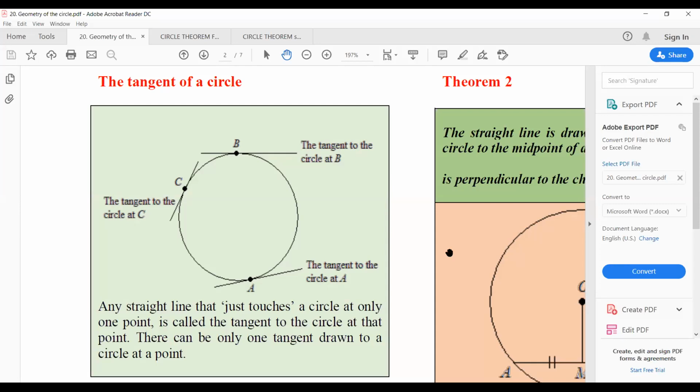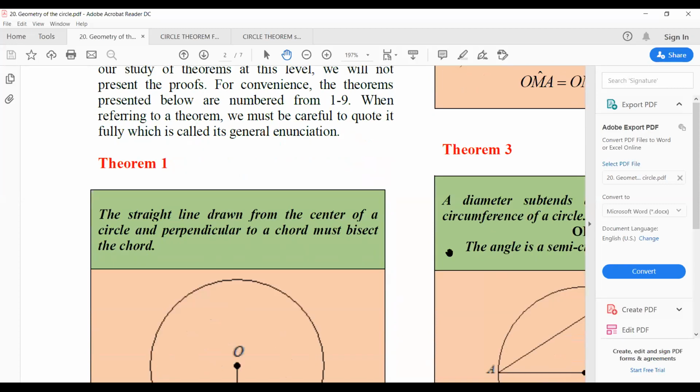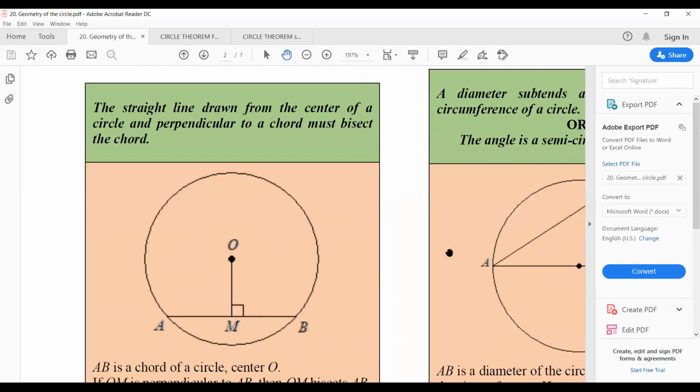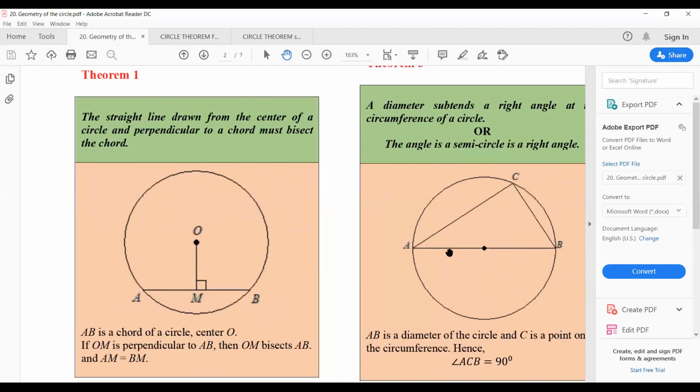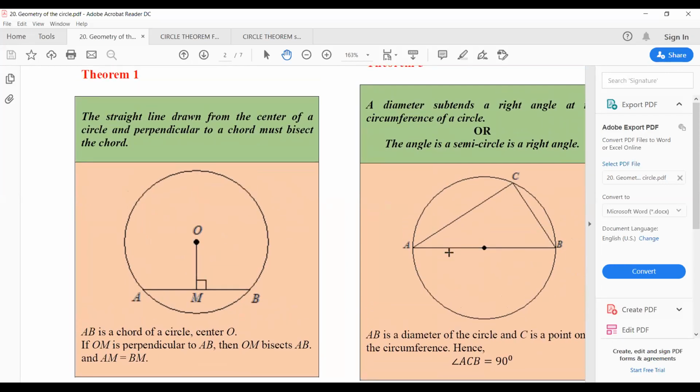So far we've looked at arcs, sectors, tangents, chords, diameters, etc. So now we're actually going to get into the theorems. Okay? There are 9 theorems that you will need to learn and understand. Every theorem that I do, I'm going to give you all a minute to screenshot it or to take a picture if you're using a laptop.